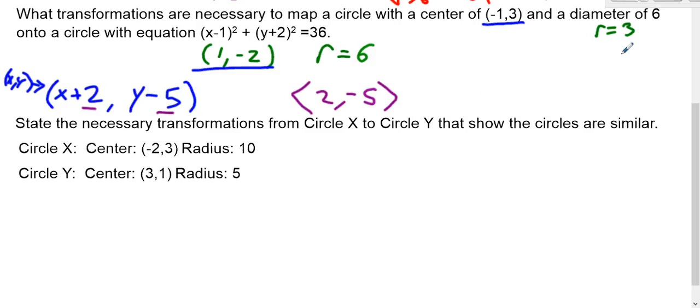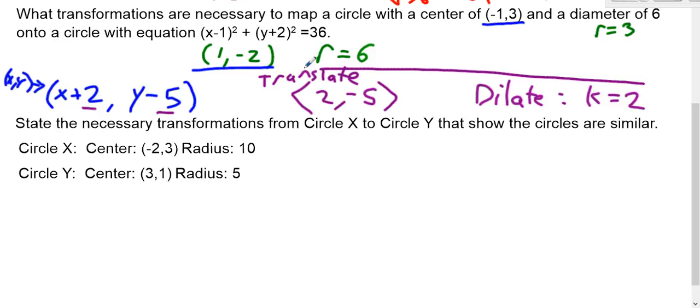The dilation, we have to change the radius from 3 to 6. To change the radius from 3 to 6, you have to multiply by 2. So you have to dilate with a scale factor 2. You translate along the vector 2, -5, and then dilate with a scale factor of 2, and then they match up.